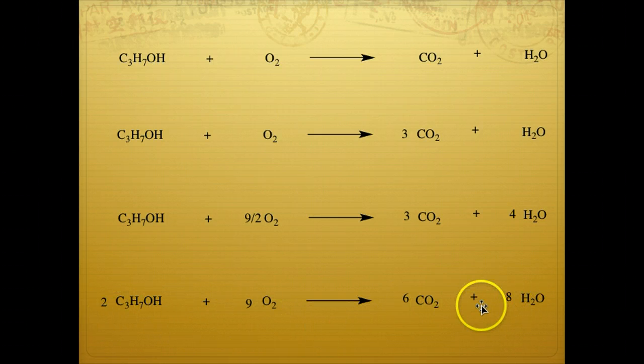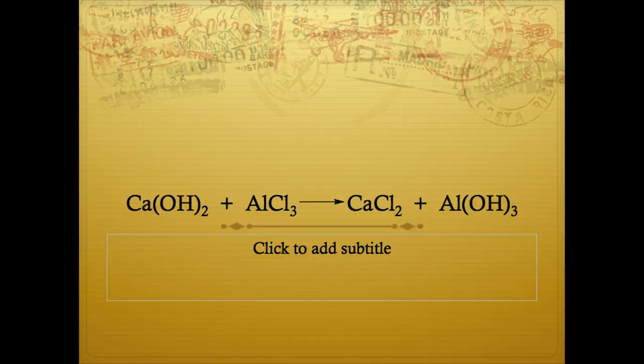And down here we can check it. 16 hydrogens, 2 times 7 is 14 plus 2 more is 16, so that balances. We got 6 carbons on the product side. 18 plus 2 is 20 oxygens. 8 times 1 is 8 plus 12 is 20. So this equation balances. It was a little bit of an effort, kind of complicated.